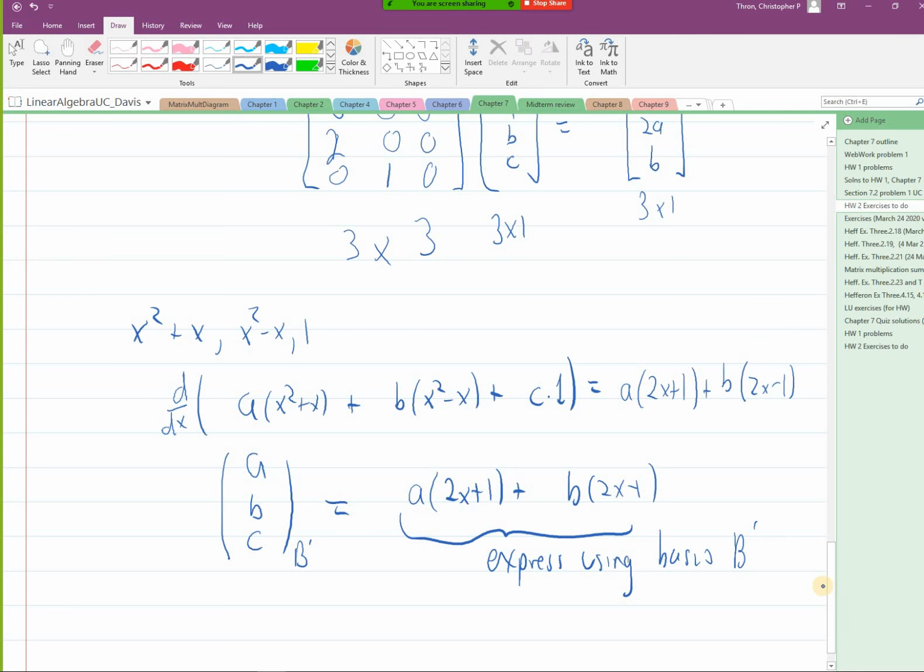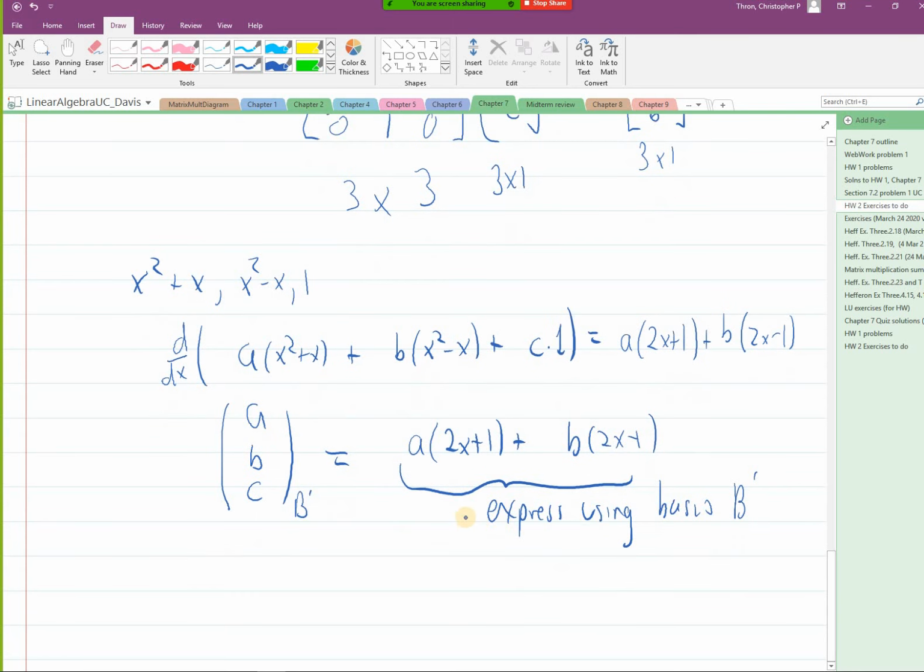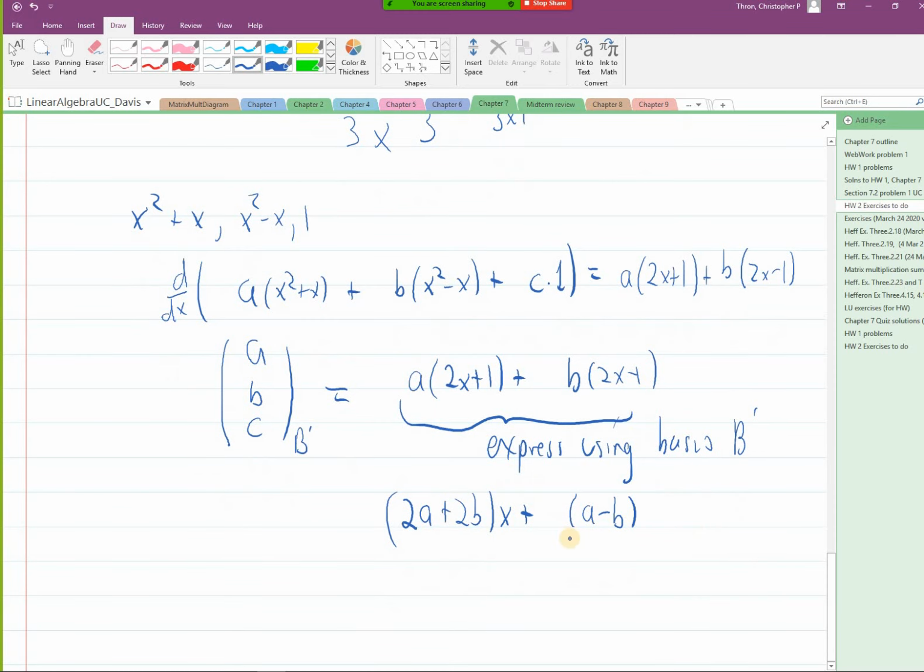So would you have to distribute the a and the b and then combine like terms? Yeah, we can do that. So this is going to be 2a plus 2b times x plus a minus b. But I need to express this in terms of this basis. So x.